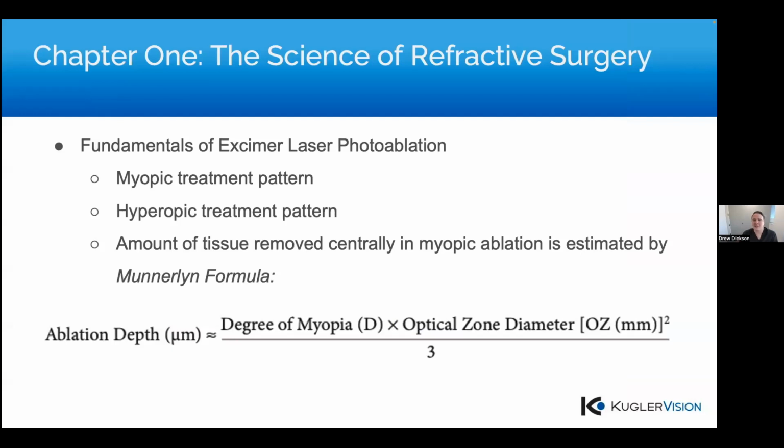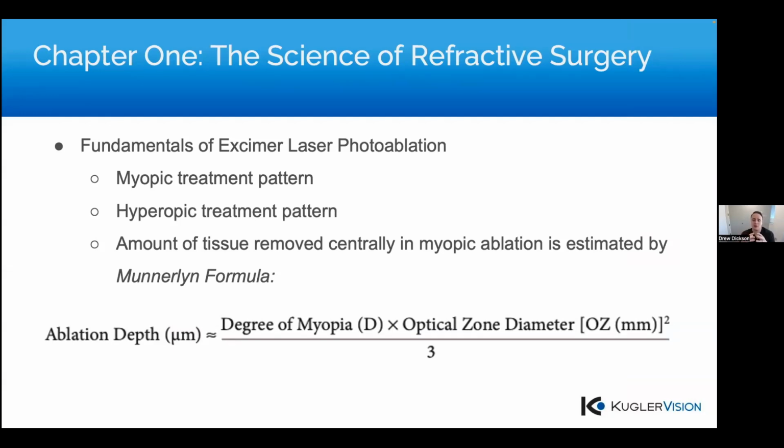Another thing that is easily testable is something called the Munnerlin formula. So this formula allows us to estimate how much tissue is removed centrally in a myopic ablation, which is important because there are limits to how much tissue we can safely remove from the cornea without increasing risk for post-refractive ectasia. And so with the Munnerlin formula, you can estimate the ablation depth by taking the degree of myopia you're treating times the optical zone diameter.